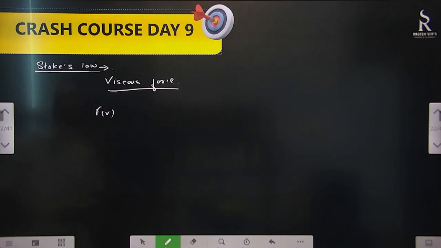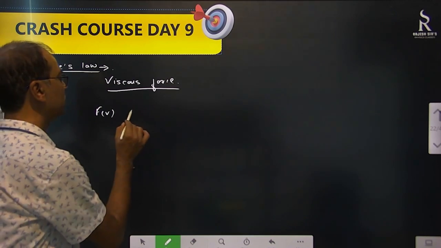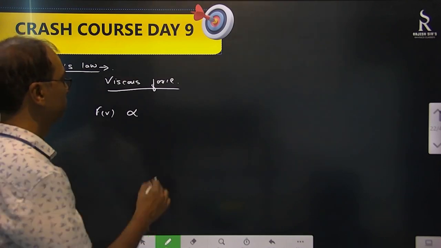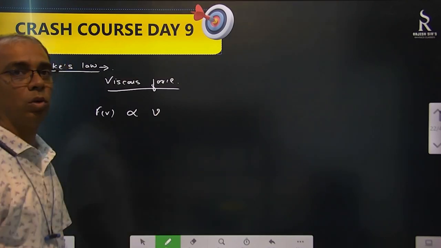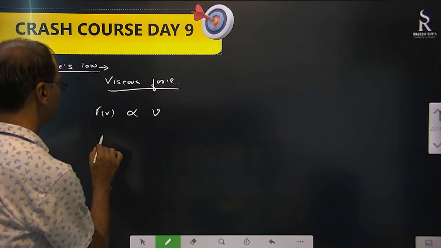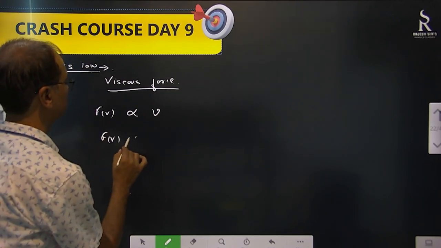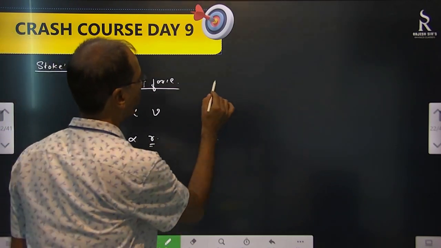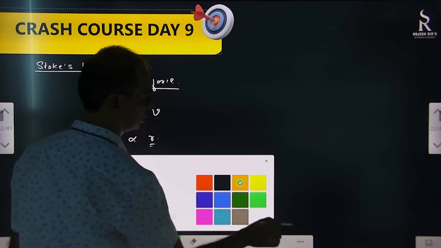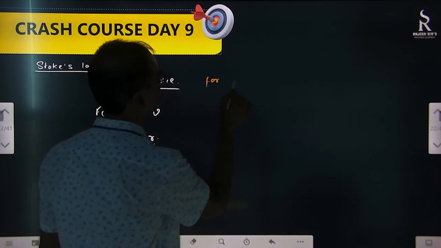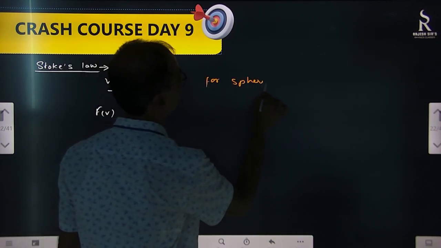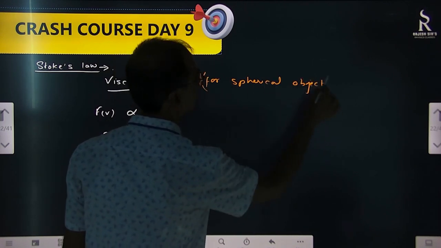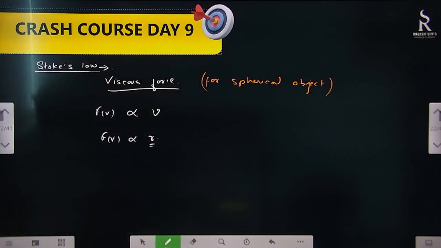Yes, students. So Stokes' law talks about viscous force, and he says viscous force is proportional to the velocity with which the object is moving, and is also proportional to the radius of the object. When we say radius, he is talking about spherical objects. Okay, the object is spherical. So Stokes' law we are going to apply on spherical objects.